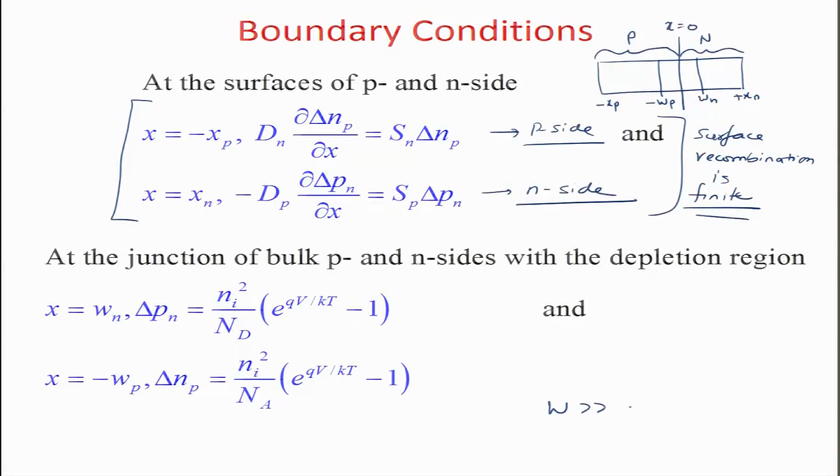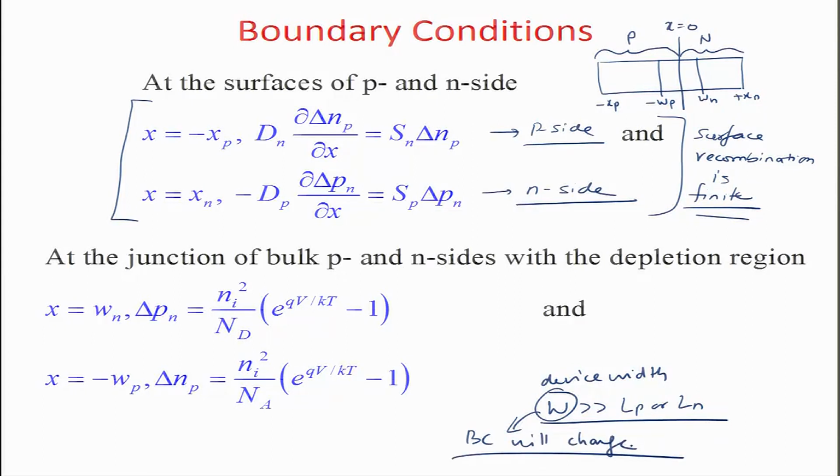So this is a realistic boundary condition that you want to apply for solar cells, but you may have other boundary conditions if your solar cell device is very thick as compared to the depletion region. When your device is very thick, or you can say the width is much larger than LP or LN, then you will have to change the width of the device, then the boundary condition will change and hence your solution will also change.